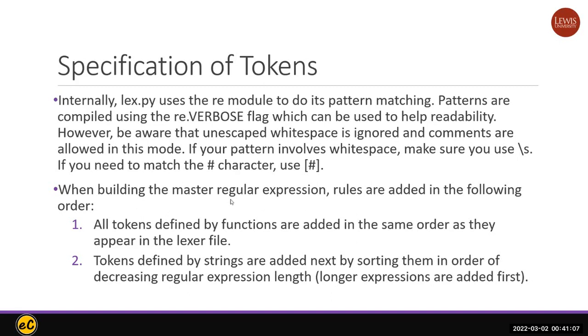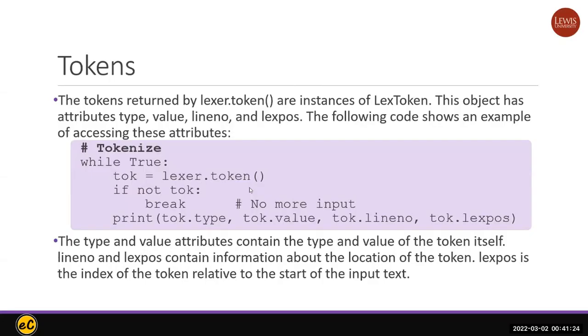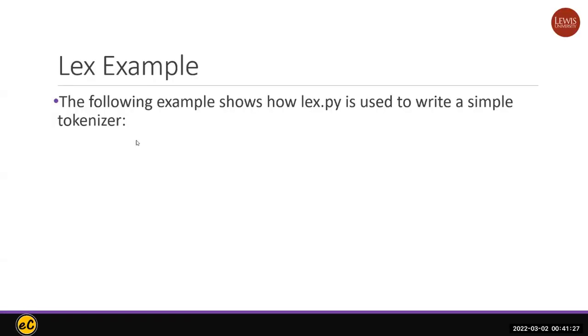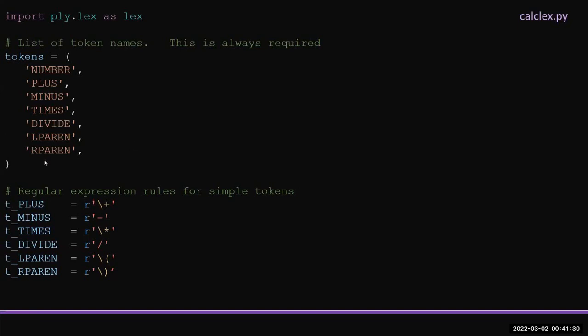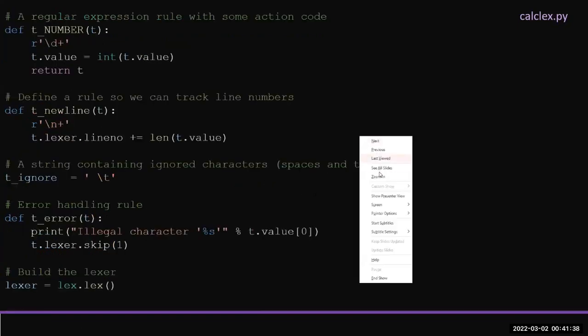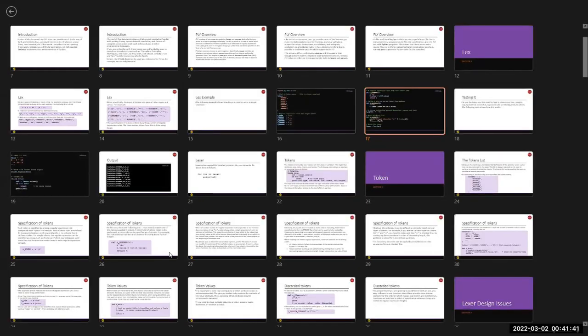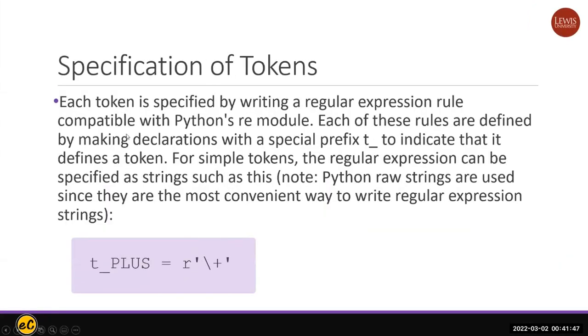When building the master regular expression, rules are added in the following way, okay? All tokens defined by functions are added in the same order as they appear in the lexer file, okay? So whichever rule needs to be first, you need to put it first, okay? The functions must follow the token order, okay? So here, plus is plus, minus is minus, times is times, divide is divide, left and right parentheses. A number should be the first function you use, okay? So you should follow the order of the tokens, okay? And that's that.